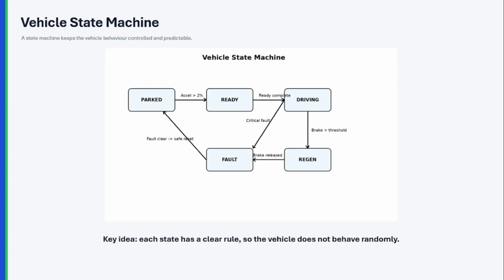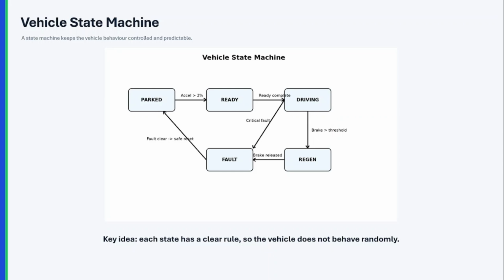Then the vehicle state machine. A state machine is used to control the vehicle behavior in an organized way. The vehicle starts in the power state. When accelerator input is given, it moves to ready and then driving state. When the brake is applied, it enters the regenerative state, which regenerates or charges the battery. If a serious issue is detected, the system moves to the fault state.